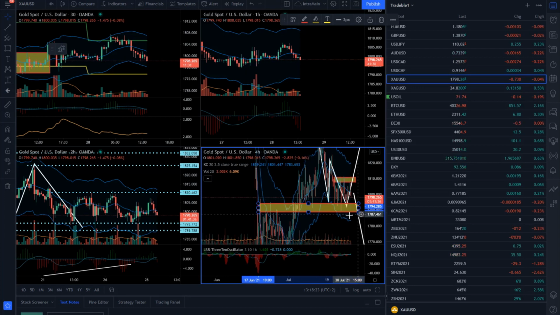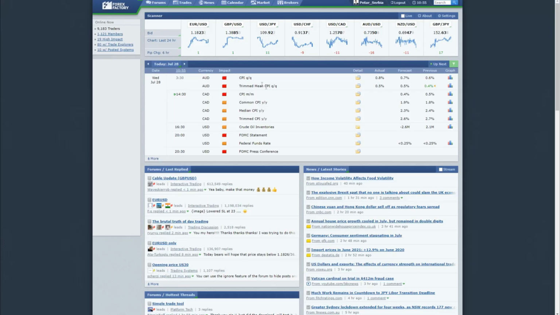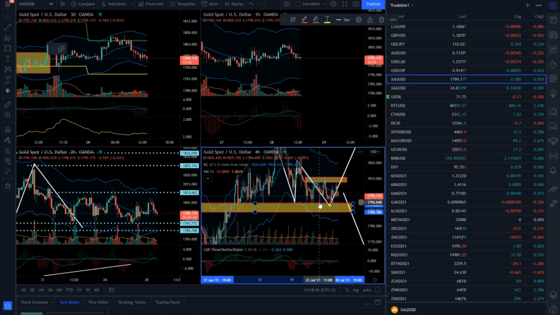Definitely the key support for gold is set at 1790, right? 1790 is a critical support level for gold. I must also say that today we have the FOMC statement and FOMC press conference, so expect bigger volatility during this event and potential for breakouts in many different markets, including the gold market.